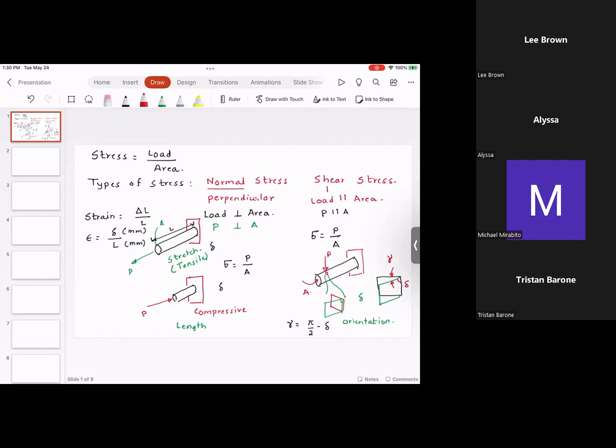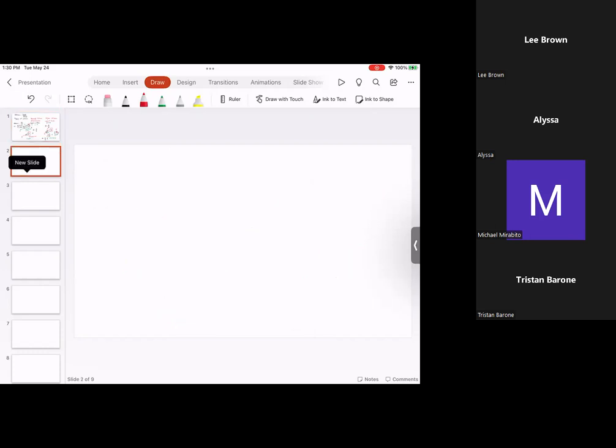The next important concept which I want you to remember is the concept of modulus. So what is modulus? Modulus is nothing but the ratio of stress divided by strain in elastic region. So what does that mean?